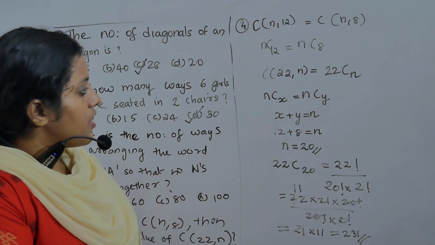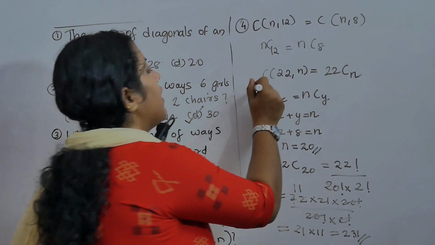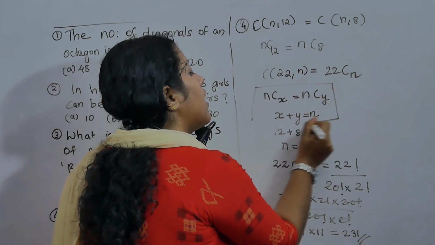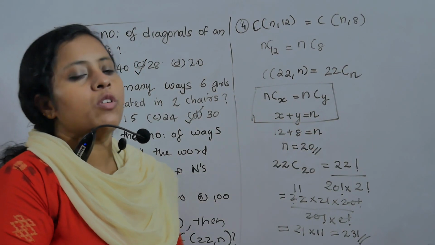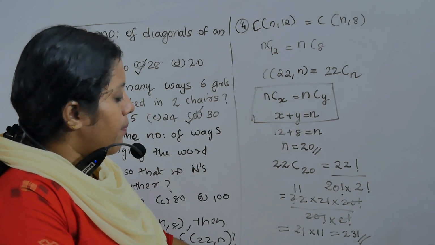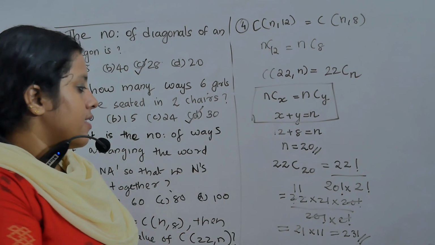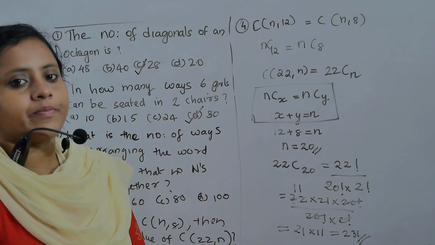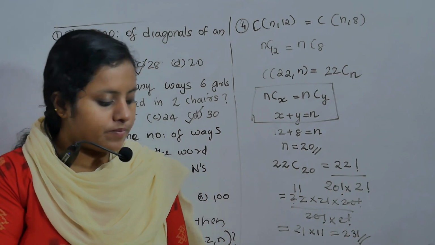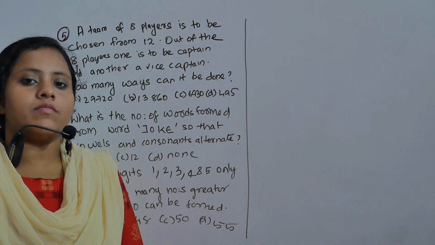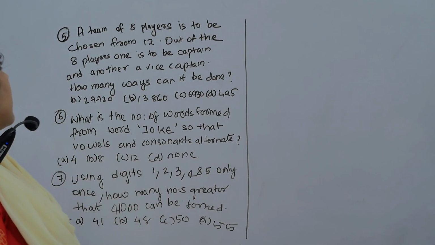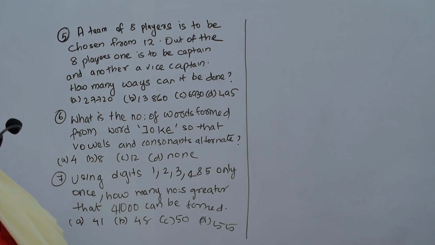Clear now? That's why I told this is a very useful formula. If nCx is equal to nCy, x plus y is equal to n. So just applying that you will get the answer. Okay. Clear? Okay. We'll see some more questions.